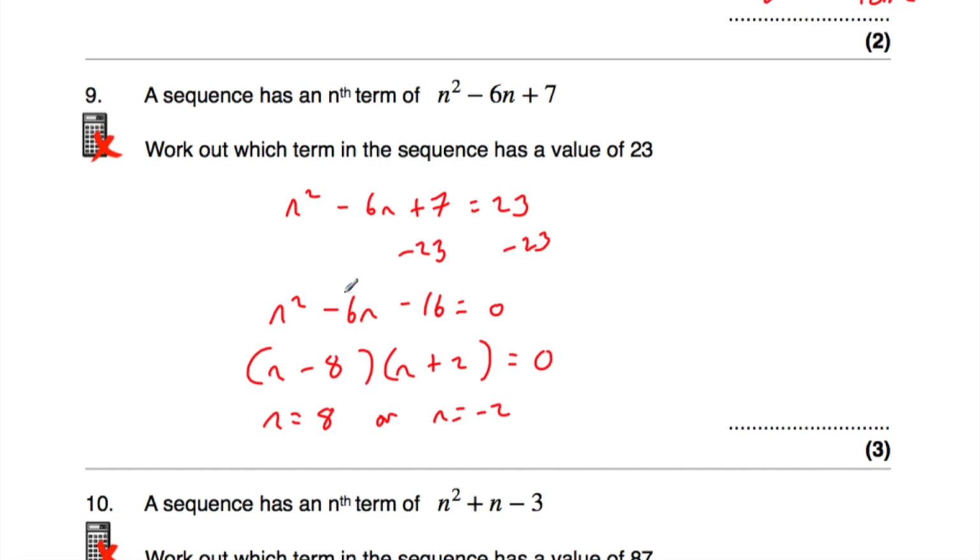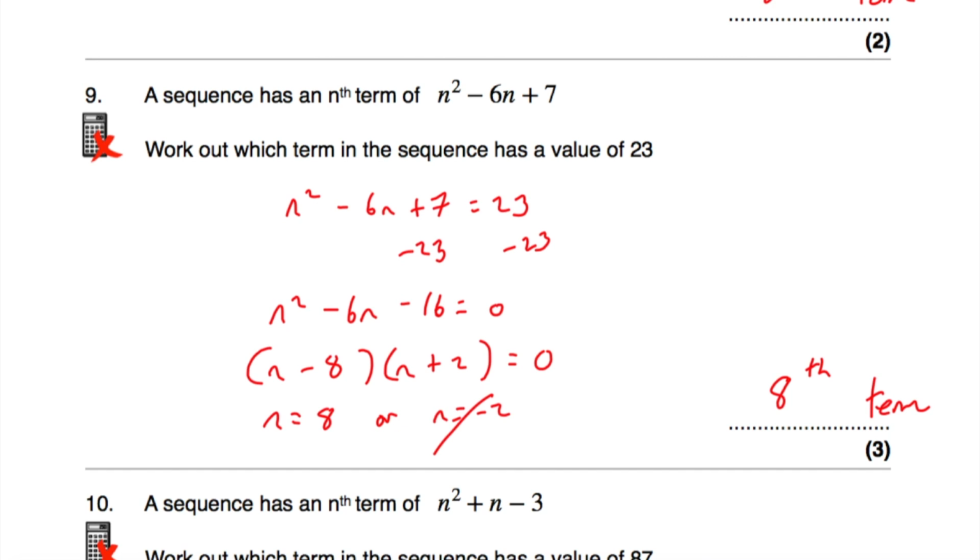Now, we're looking at the terms of a sequence here. It wouldn't make sense in this context to have n equal to negative 2, the negative second term in the sequence, so n can't equal negative 2, so it'll be the 8th term. So the 8th term in the sequence has a value of 23. And again, we can check that if we substitute in n equals 8 here, and we do 8 squared subtract 6 times 8 plus 7, we should get an answer of 23.